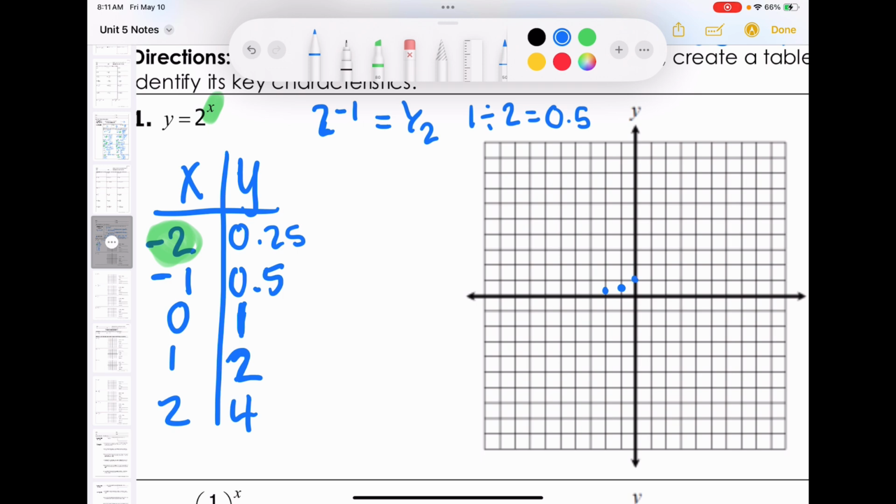0, 1, 1, 2, and then 2, 4. So your graph should make kind of a curve. And we're just going to roughly connect those dots. So that is what your graph should look like.